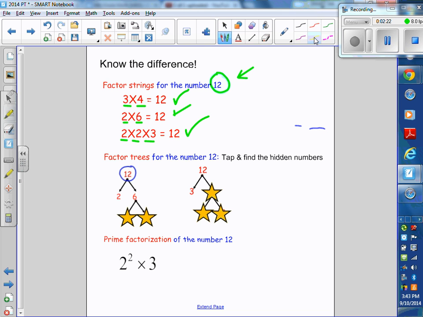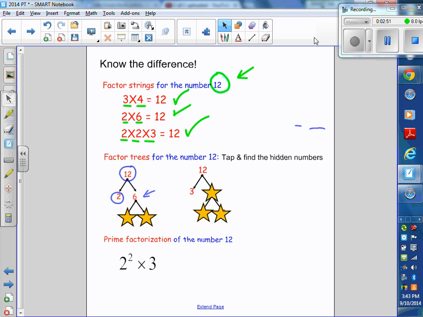Below the number 6, we have another tree, and we continue making little branches until the bottom of the tree is all prime numbers. So since 2 is a prime number, I circle it because I know I can't do any more branches. Now 6 is not a prime number, so I have to think of 2 numbers that multiply to give me 6 and put them at the bottom of my tree.